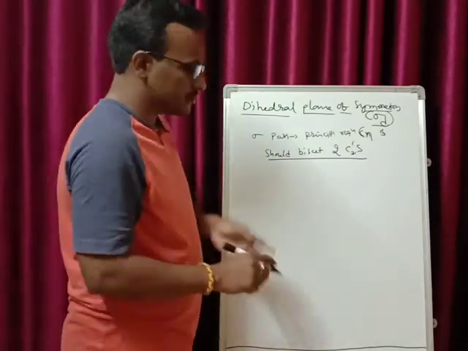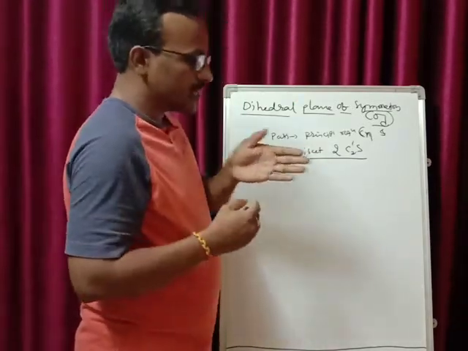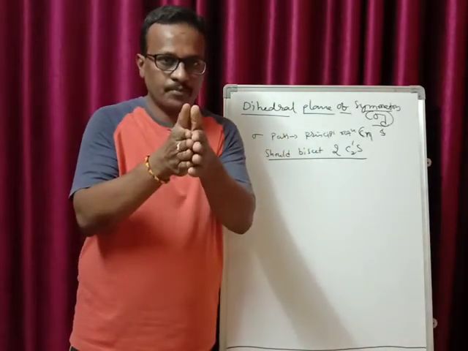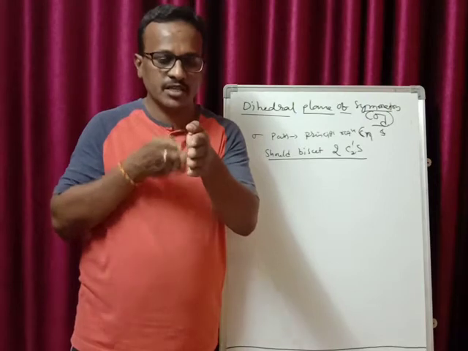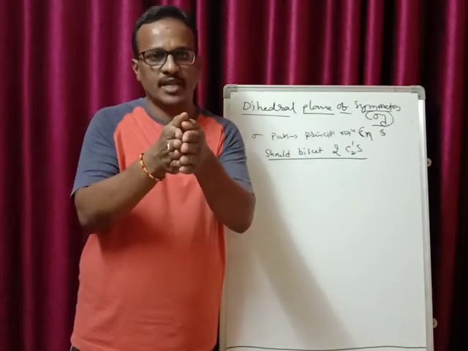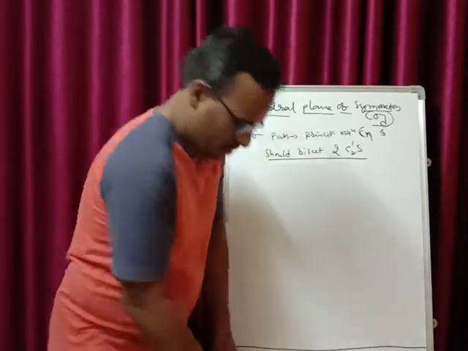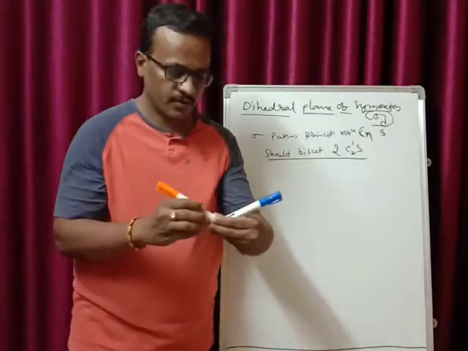So whenever the plane of symmetry is passing, that means your plane of symmetry and rotational axis of symmetry should be in the same direction. If the rotational axis is along this direction, the plane of symmetry should also be in this direction. But when this plane is passing, it should separate two C2s. For example, you take this.